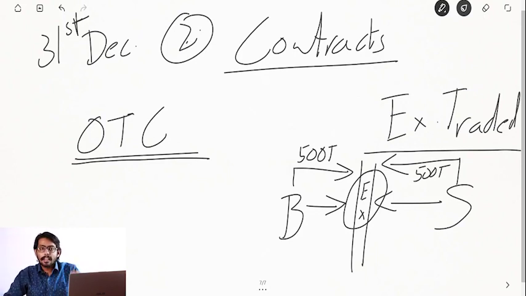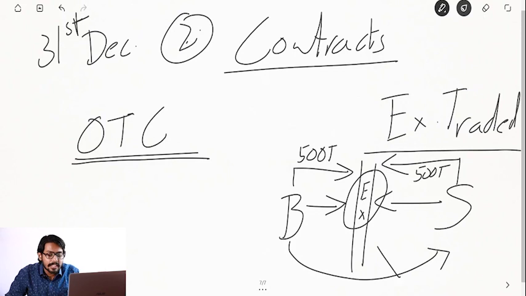is over. In an exchange traded contract, the buyer doesn't enter into a contract with the seller. This doesn't happen. Instead, the buyer enters into a contract with the exchange. The seller also enters into a contract with the exchange. The exchange acts as an intermediary for this contract. Understood? Now understand the beauty.